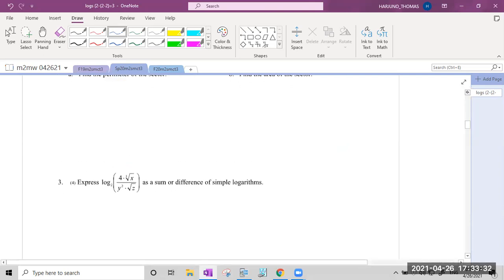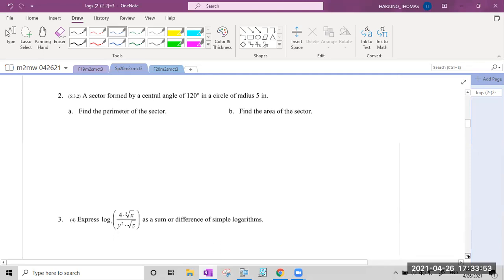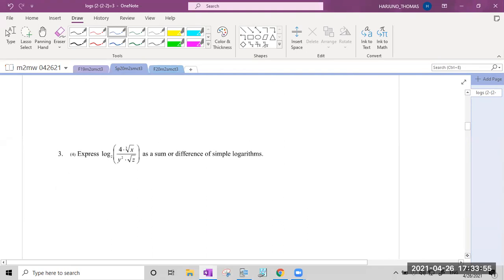Number 2, let's see what this is about. That's the central angle and center with radius 5. We need to find the perimeter and area. That's 5.1. I think we will do that either Wednesday or, I will see if we have enough time today. If we have enough time today, I will just go on with that 5.1 material. Okay, but let's do the logarithm first.